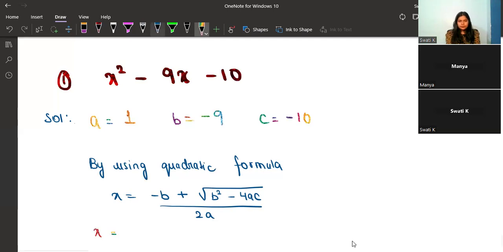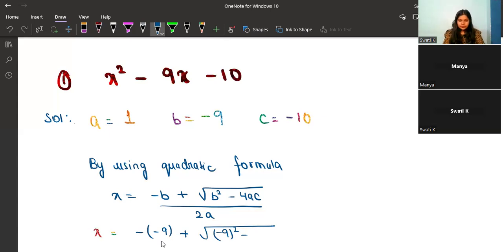X equal minus 9... no, in bracket we will write minus 9. Very good. Next, plus, plus, in square root we will write minus 9 square. Very good. Minus 9 square. Here you do not need to be in a hurry. Just write down everything. Okay.